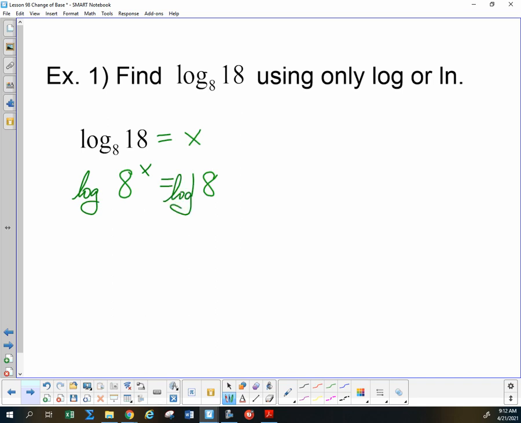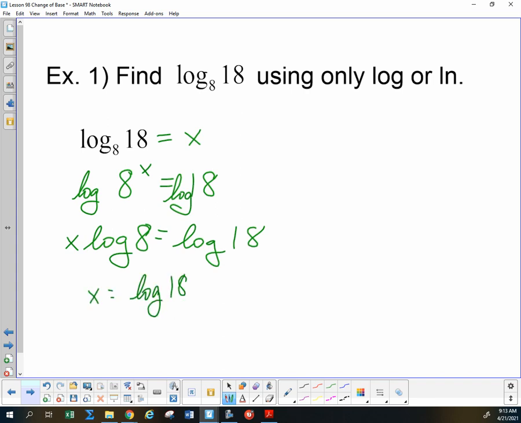And what can I do with the left side? Parker, what can I do with the left side? When I have log of something with an exponent, what can I do with that exponent? Thumbs up or down? Everybody good with that much? I'm looking at home too. Everybody good with that much? So now, much like you've done on other problems, if I want just x, I'm going to divide both sides by log 8.